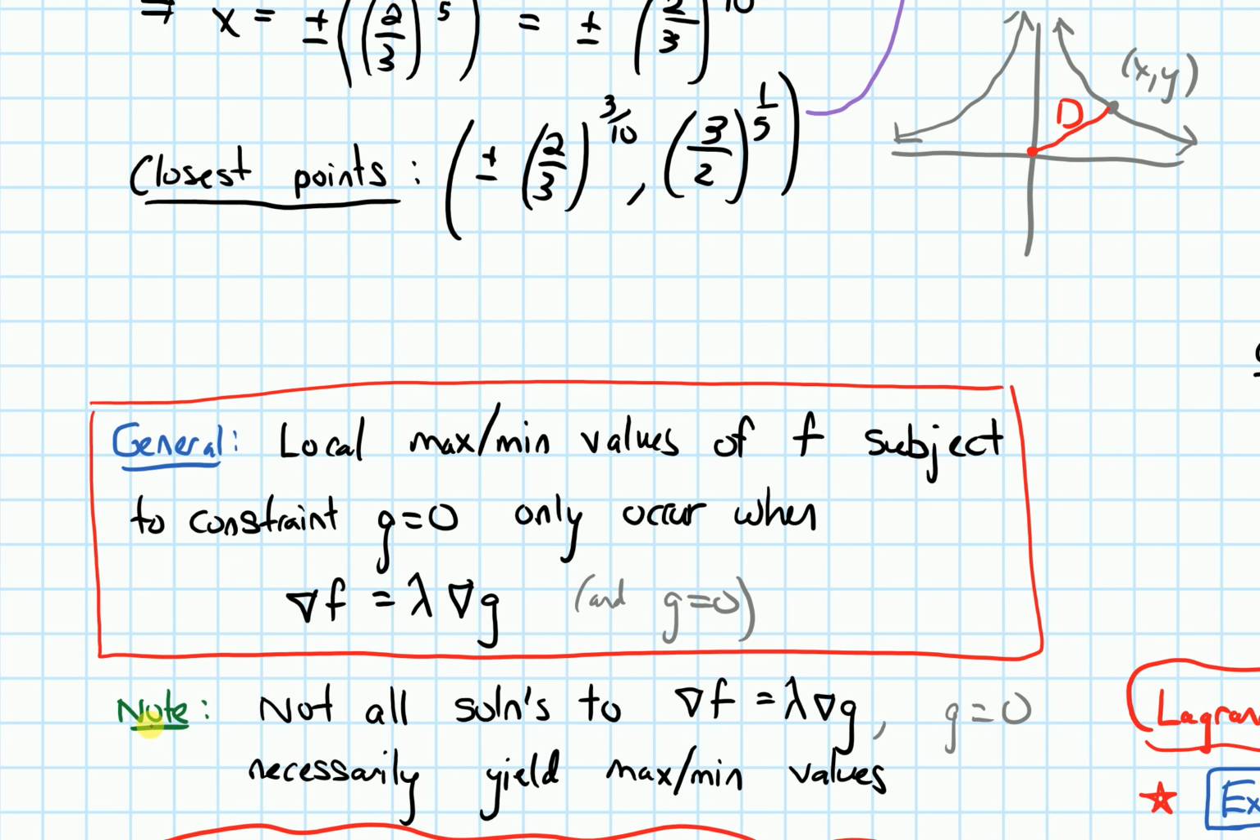Okay, and the final note that I want to make in this video is that not all the solutions to this system of equations that I get from the gradient and the constraint equation will necessarily be max or min values. So the solutions I get, they are sort of candidates, in a sense, to be max and min values, but they don't always have to be maxes and mins. They could also be neither. And we'll explore this a little bit more in the next video in terms of when we solve these equations, how do we know whether our thing is a max or a min?